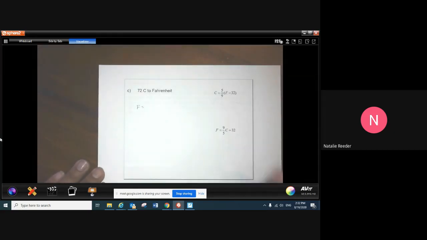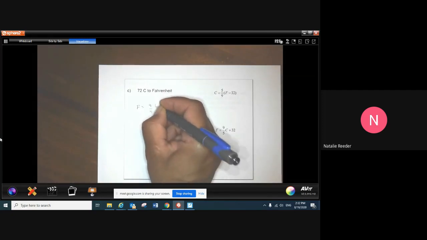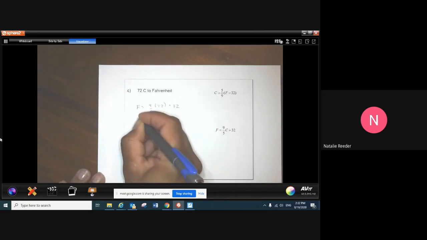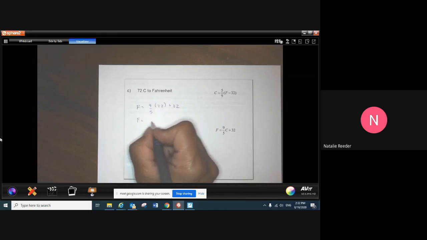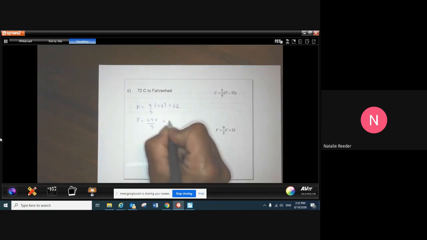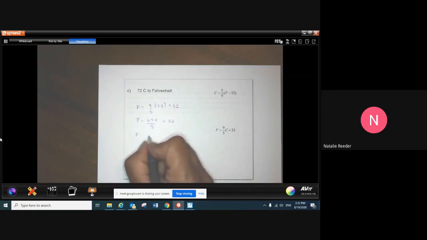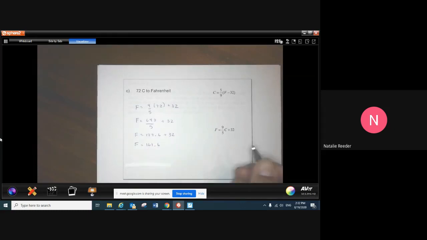So F is equal to 9 over 5 times 72 plus 32. So we start with our steps. We multiply first. 9 times 72 gives us 648. Then I divide 648 divided by 5 gives me 129.6. And then finally I add the 32, which gives me 161.6.